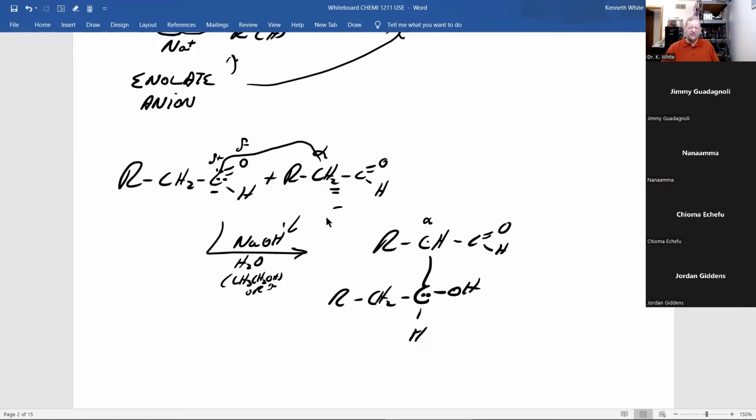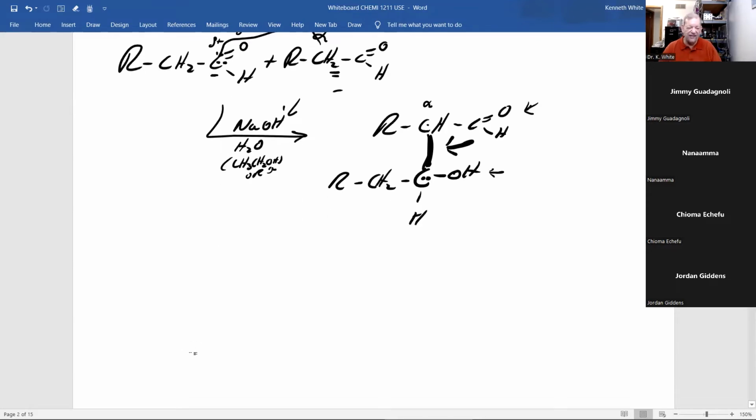And notice what I've done. I've made a carbon-carbon single bond right here. And this is called the Aldol condensation. Ald from aldehyde, alcohol, we use the OL: aldol. And this is a beautiful way of making a carbon-carbon single bond. All right, let's try one.